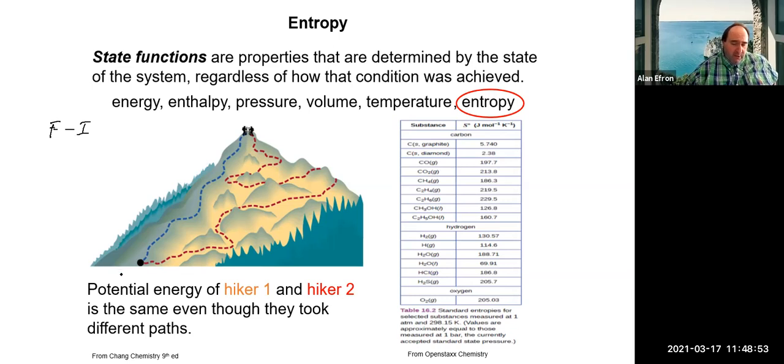Something like the graph here, which shows potential energy: both hikers started at the same location, and the blue hiker took the more direct route up the hill.